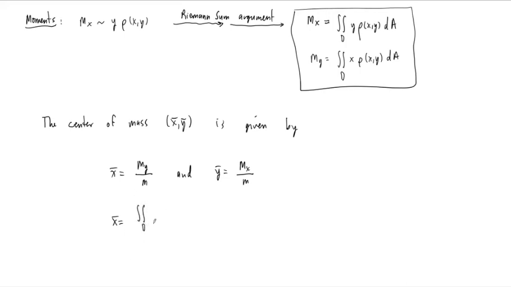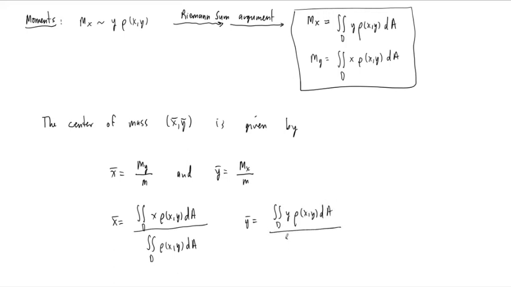The center of mass with respect to x, x bar, is given by the double integral over D of x rho of x, y dA divided by the double integral over D of rho of x, y dA. This is the mass, this is the moment. Same thing, y bar is given by the double integral over D of y times rho of x, y dA, divided by the mass, the double integral of rho dA. Okay, so we're going to use these formulas moving forward.